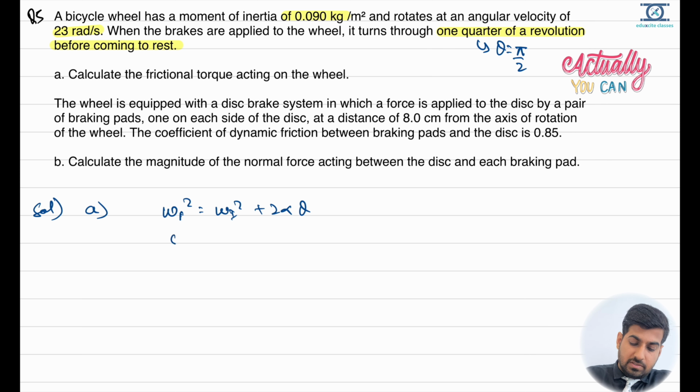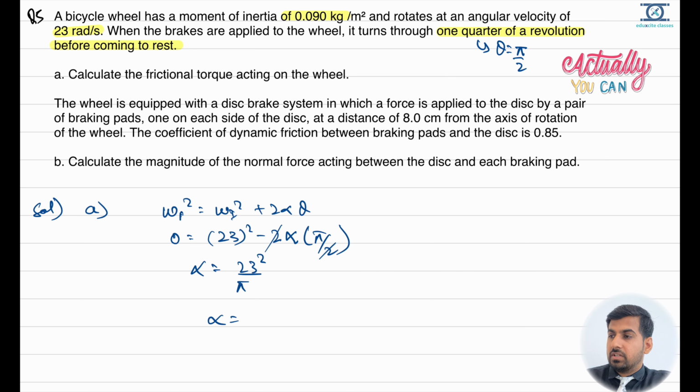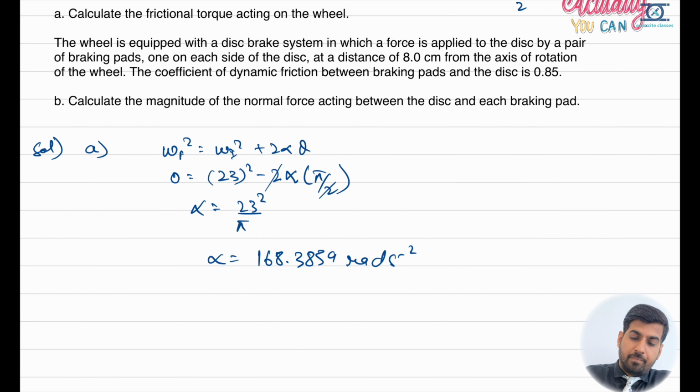So finally it is becoming 0. This is 23 square. This will be minus because it is decelerating with the application of the brake, times pi by 2. So this 2 and this 2 get cancelled. So your alpha comes out to be 23 square divided by pi. I have already done the calculation. Alpha comes out to be something near 168.3859 radian per second square, right? Now this is the alpha.